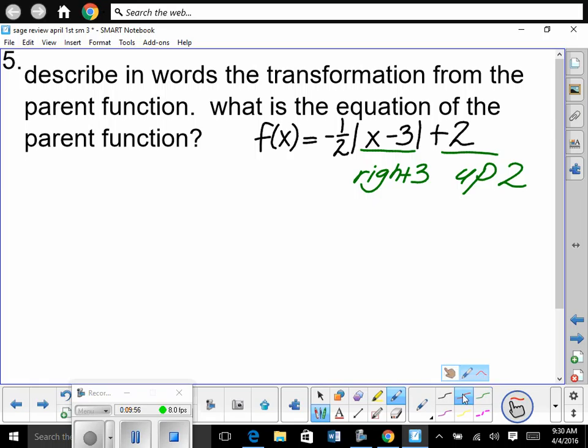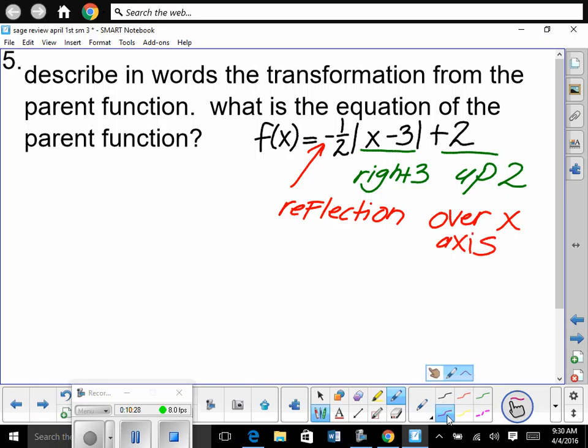Now remember, if you have a negative in front of the entire function, which we do, a negative in front of, our a value is negative, that's a reflection over the x-axis. Is everybody comfortable with that? Okay, so that's a reflection over the x-axis because there's a negative. So it's a reflection, and you've got to be specific because we could reflect over y and it would look different. So reflection over the x-axis, and then there's one more transformation here.